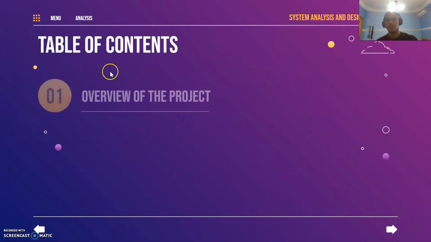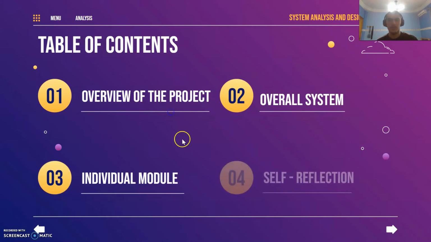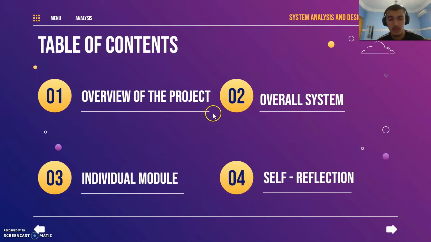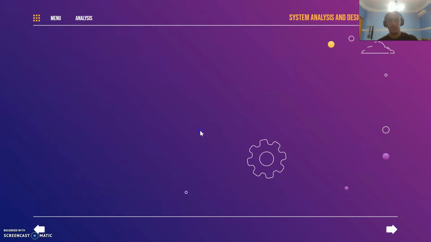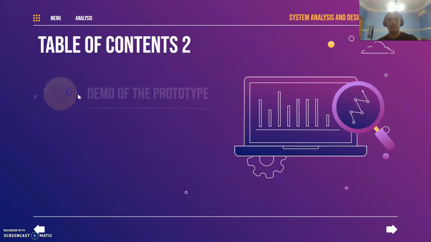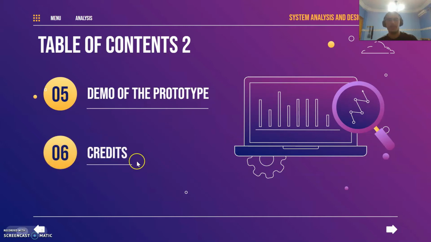Okay, so let's take a look at the table of contents first. Number one, we have the overview of the project. Number two, we have the overall system. Number three, we have the individual module. Number four, we have the self-reflection. Number five, we have the demo of the prototype, and number six is going to be the credits.